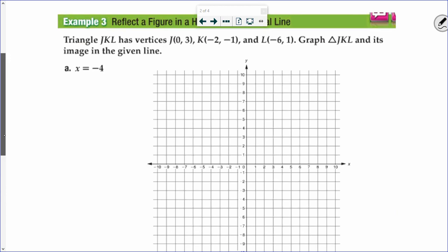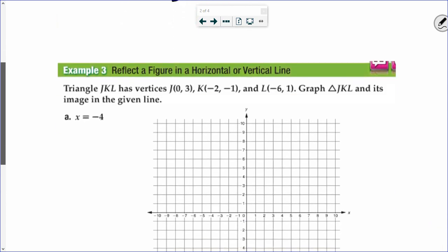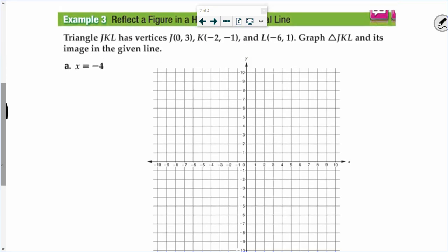All right, so now let's talk about reflecting a figure in a horizontal or vertical line. Triangle JKL has vertices J(0, 3), K(-2, -1), and L(-6, 1). So let's plot this. 0, 3, that's point J. K is at -2, -1. This is K. And then L is at -6, 1. That's L.